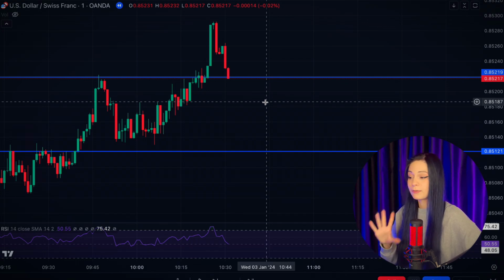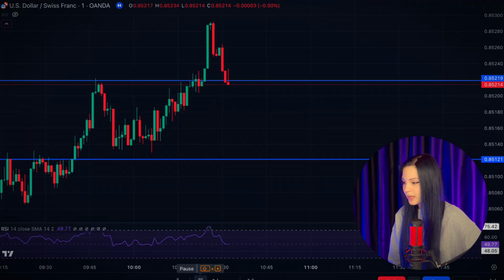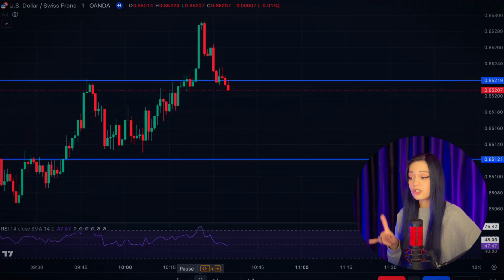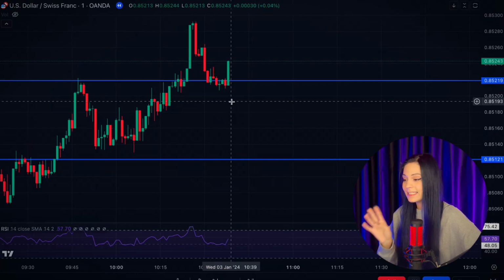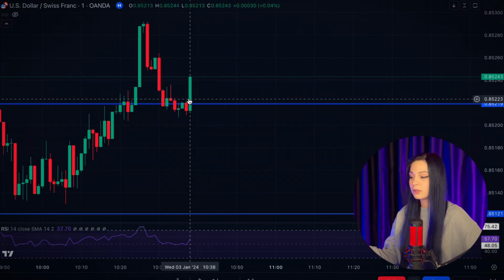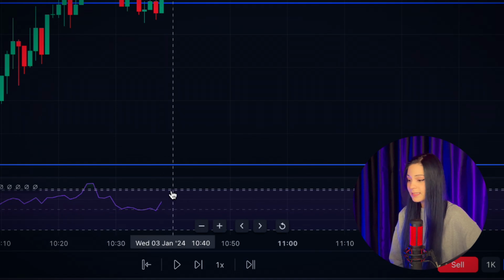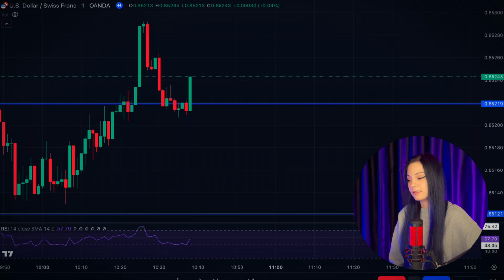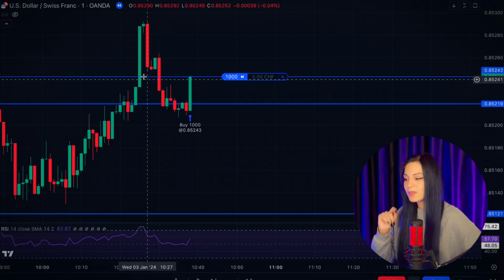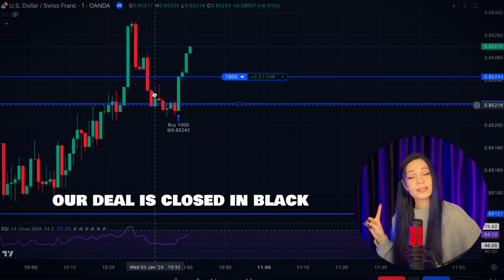We are waiting for the green candlestick that will absorb previous red candlesticks, and let's see what's happening. And it's not happening, and it is just jumping around that level, and we're still waiting. And this is the candlestick that we were waiting for, the green candlestick that absorbs all the red ones before it. Additionally, we look at the RSI indicator. It's higher than 50 and it's going up, and in this case we of course can enter a deal for an uptrend, and we are waiting for 3 minutes, and let's see what's going to happen. Of course our deal is closed in black. Now let's go to Quotex, and I will finally show you how to apply this strategy in real time.